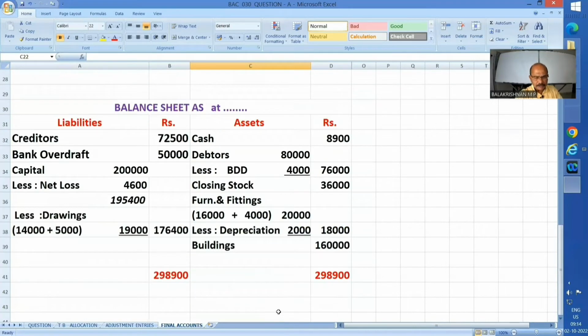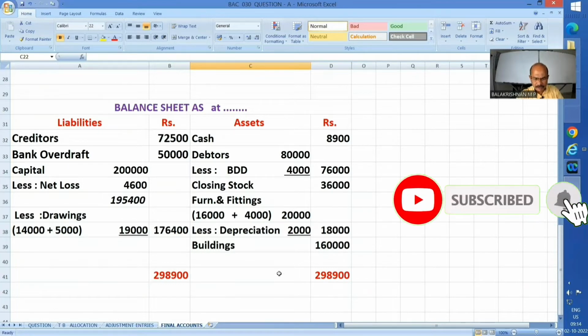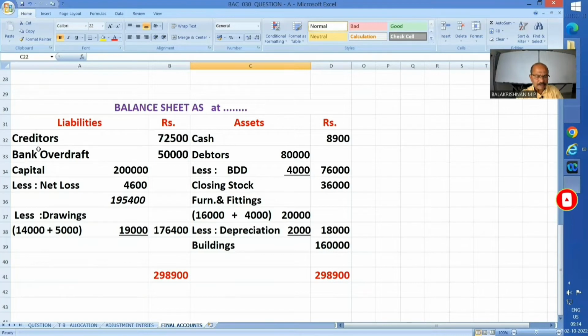Now balance sheet. Balance sheet marshalling has been ensured. What is marshalling? What is grouping and so on? I have explained in my preceding video BSE 029. I already told you, kindly watch, then only join this class. Okay. So first, on the liability side, current liabilities have been shown. Capital, given capital, net loss is a reduction. Again, drawings also deducted from it.